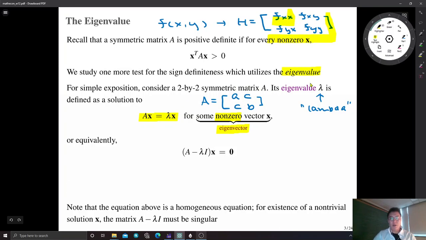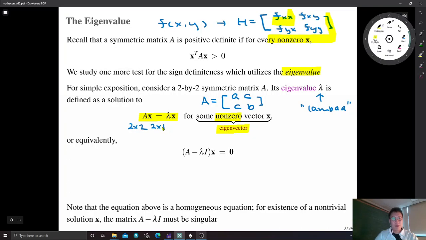So one major law of this eigenvalue is, take a look at this equation. On the left, we have matrix multiplication. Because we are working with a 2 by 2 matrix, the matrix A's dimension is 2 by 2. So for the conformability condition, for this multiplication to be well defined, vector x must have dimension 2 by 1.